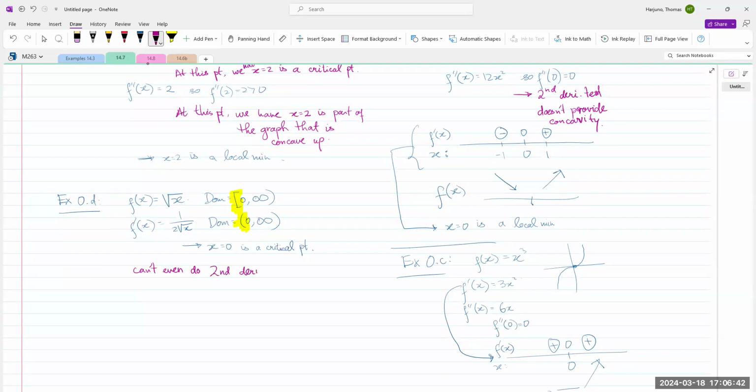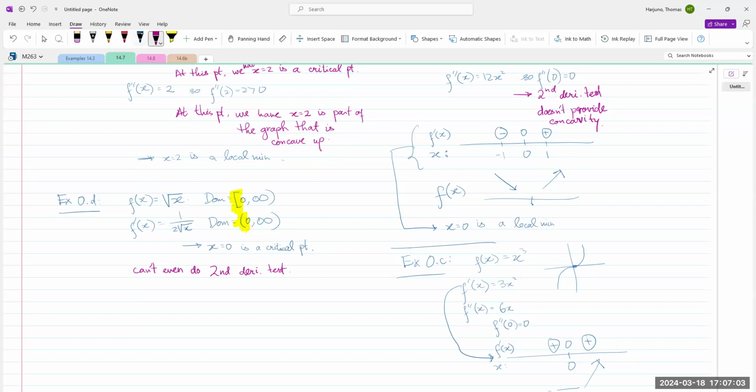But we can find the second derivative, Thomas. Yes, you can find the second derivative, but x equals 0 is not defined there, right? It's not even defined in the first derivative. It's not in the domain of the first derivative. What makes you think that it suddenly becomes in the domain of the second derivative, right?